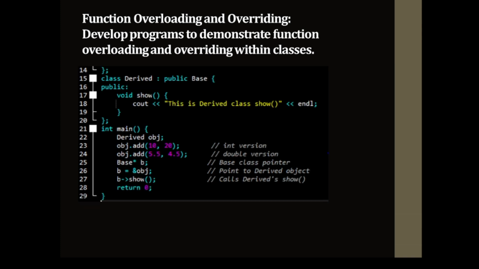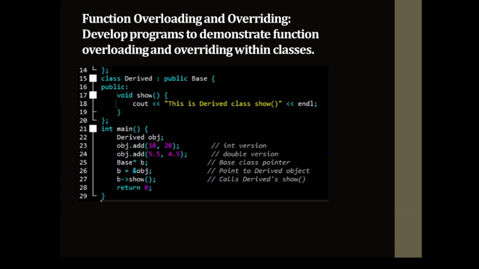Next we have class Derived : public Base, with public void show, cout: this is a derived class show. I'm creating a class called Derived which inherits the Base class, which means inheritance. Then I'm creating the same name as my base function with the same parameters, which we call function overriding, and which prints the derived class message, which ends the derived class function.